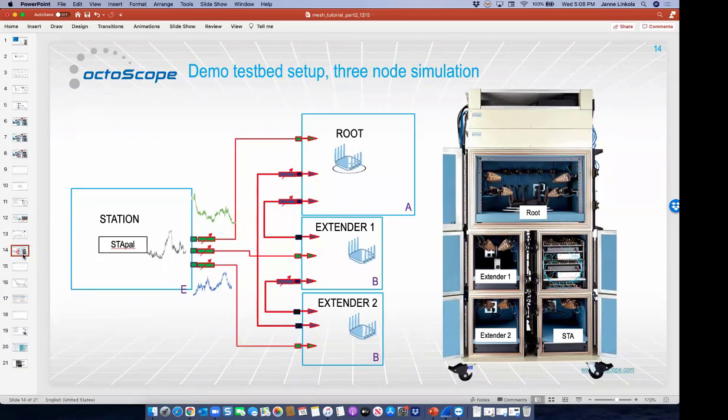Would it be worth talking a little bit about other things? So we've shown now how we can emulate different attenuation conditions between the station and the mesh, and also between the mesh nodes. Would it be worth talking about other things that might have an impact on how the device performs and where it gets moved to, things like congestion or interference?